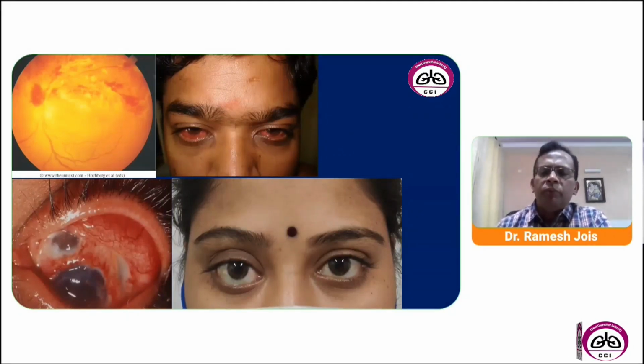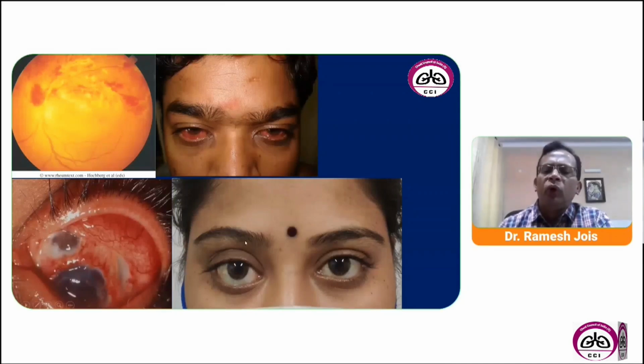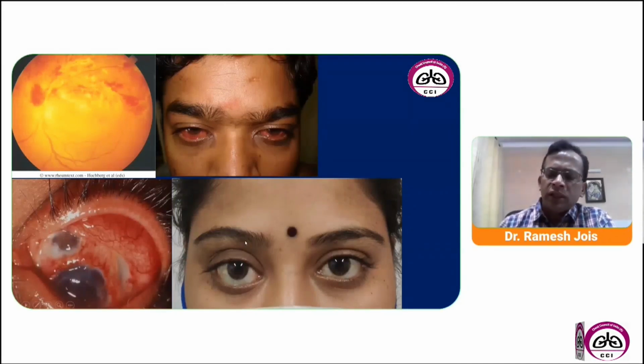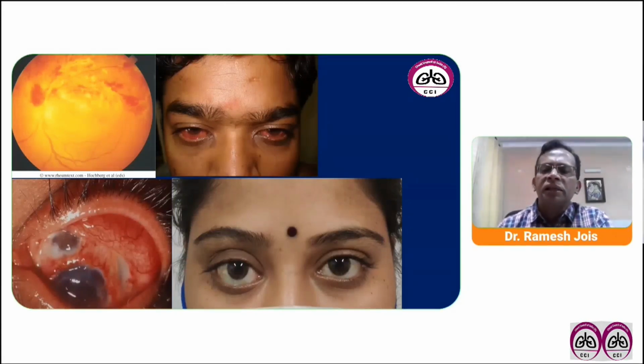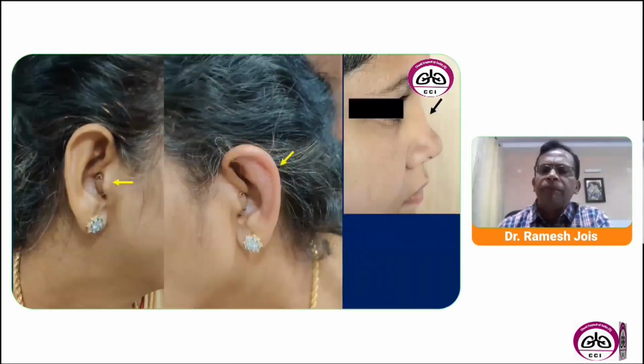Sometimes the eye involvement could be subtle, and unless a careful clinical examination is done, you are likely to miss it. This is one patient with proptosis. You can see the difference between the two sides, and this was due to a retro-orbital mass. So subtle clinical signs are very important to pick up.